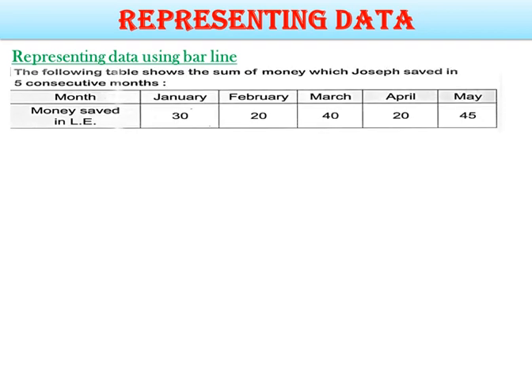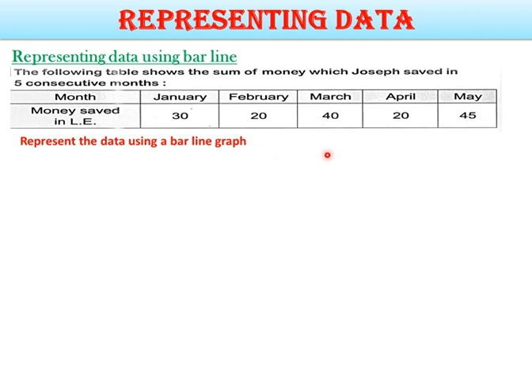The first type is representing data using a bar line. But how do we represent data by bar line? We have an example. The following table shows the sum of money which Joseph saved in 5 consecutive months. We have the relation between month and what he saved: January 30, February 20, March 40, April 20, and May 45. We want to represent this data using a bar line graph.